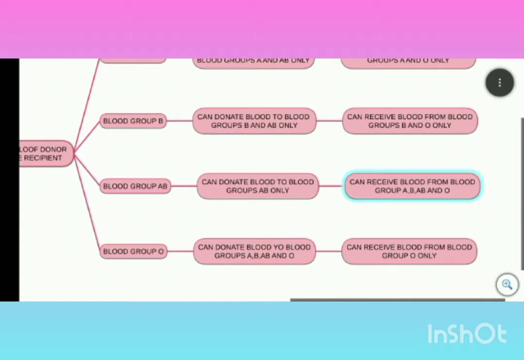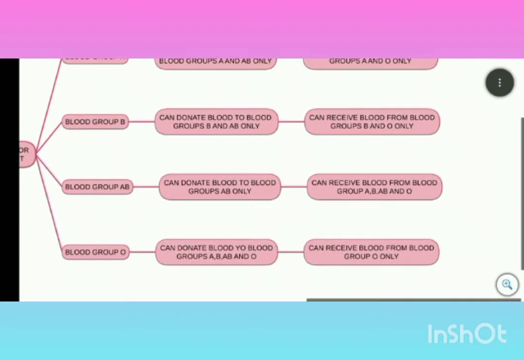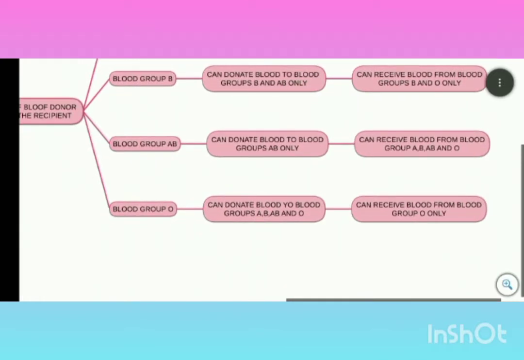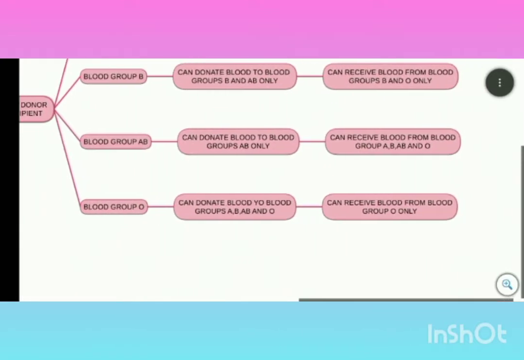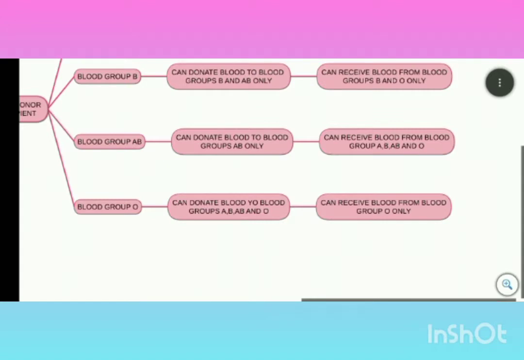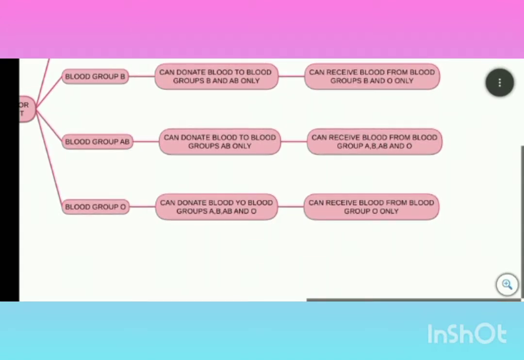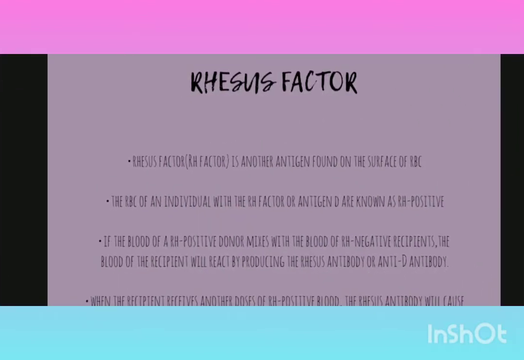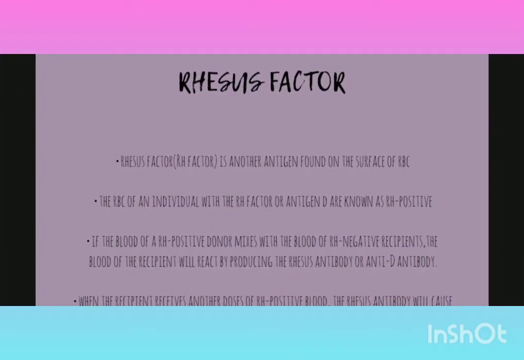Blood group AB can donate blood to blood group AB only and can receive blood from groups A, B, AB, and O. Blood group O can donate blood to blood groups A, B, AB, and O, and can receive blood from blood group O only. Now we are moving to the rhesus factor.